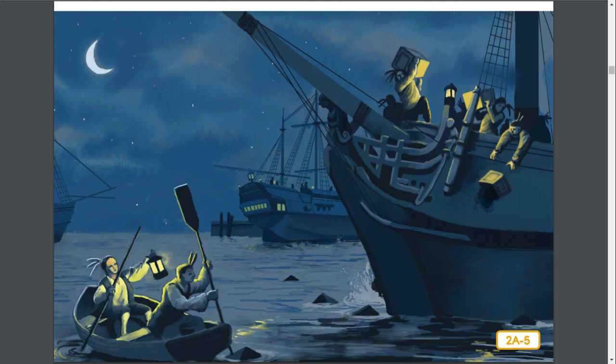If you throw boxes of tea overboard, are you going to be able to use them? Nope. They're wasting it, right? And remember, they didn't pay for it, so the king's not getting any money from it. So the king is losing all of his tea and all of his money. How do you think that king is going to feel? Let's find out.